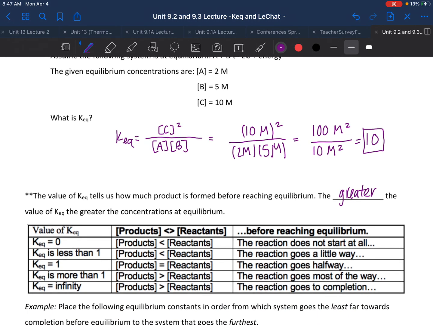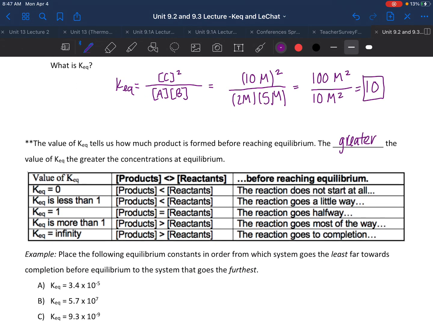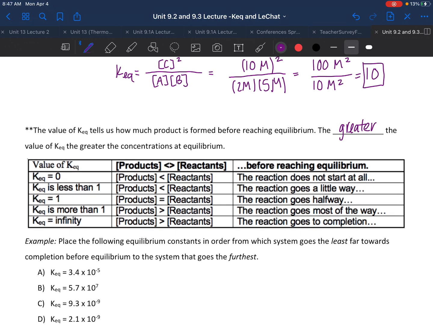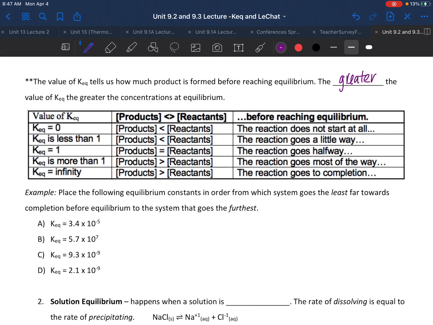And so what you need to know is that the greater the value, the greater the concentration of product at the equilibrium. Here's a little table that summarizes what's going on. If you have a KEQ equal to 0, the reaction doesn't start at all. Nothing's happening. You didn't form any product.